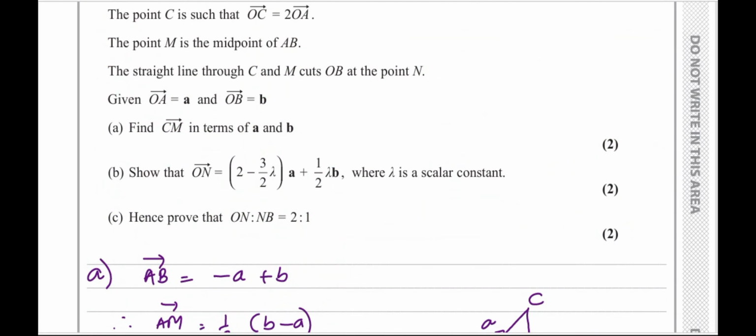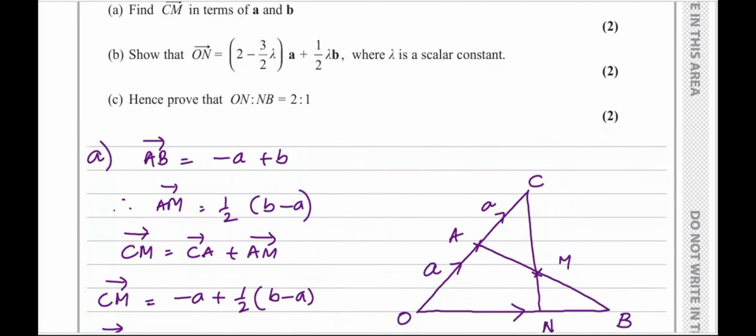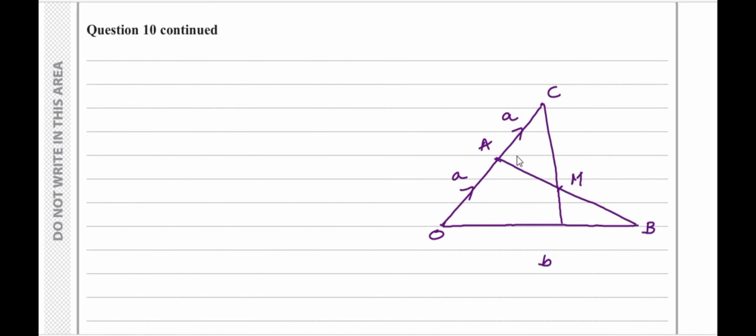Part B. Show that vector ON equals (2 minus 3 over 2 lambda) times a plus half lambda b, where lambda is a scalar constant. Just to have a strategy on what we need to do here, vector ON is to be expressed in terms of a and b. So it may be better if we go from O to C and from C to N. I have captured this sketch here once again to answer part B.